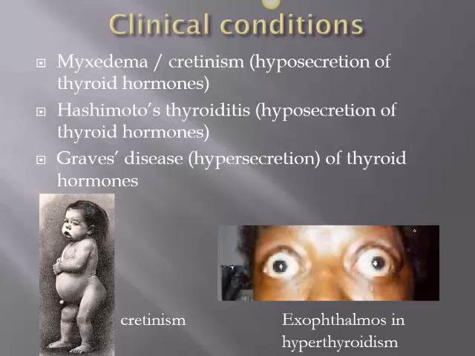Let's look at some clinical conditions. When we have hyposecretion of thyroid hormones, and again, I keep saying this, when I say thyroid hormones, I mean T3 and T4. When there is hyposecretion of thyroid hormones, in adults, the condition is known as myxedema. In children, the condition is known as cretinism.